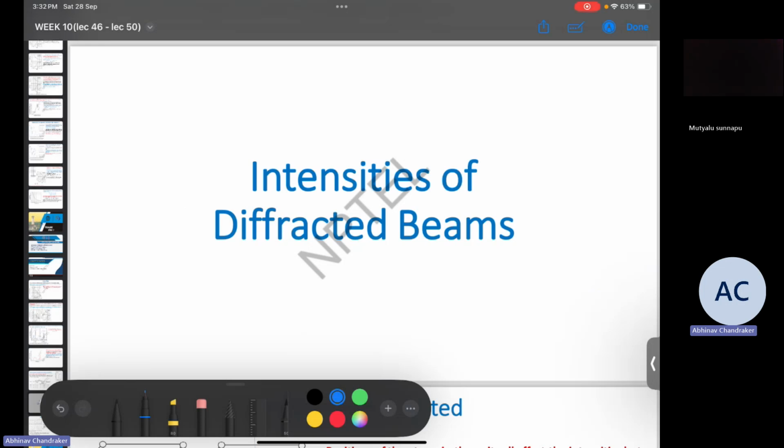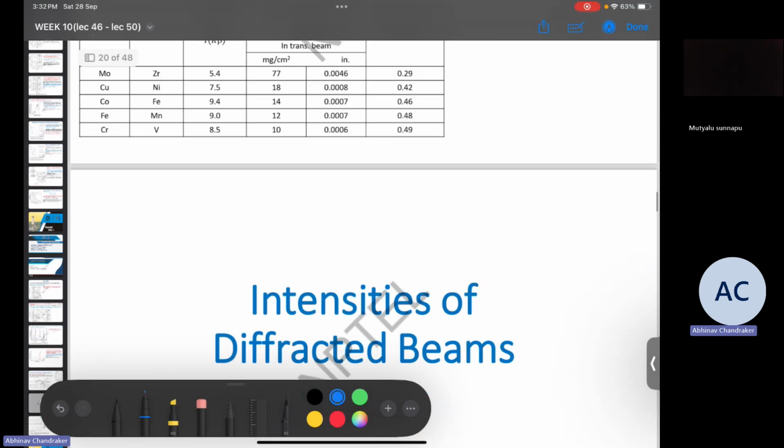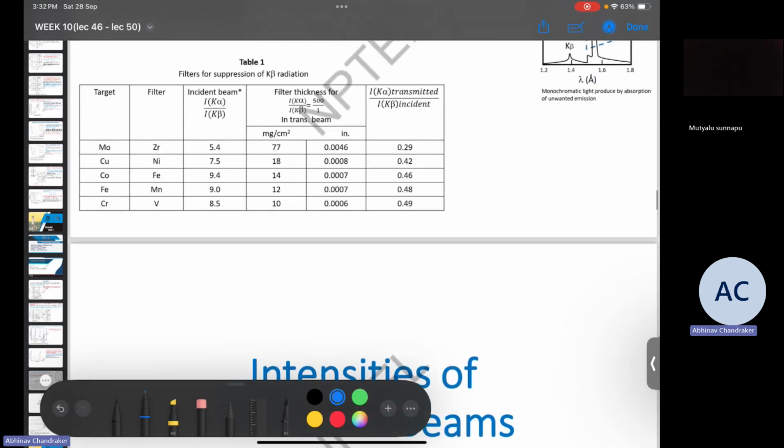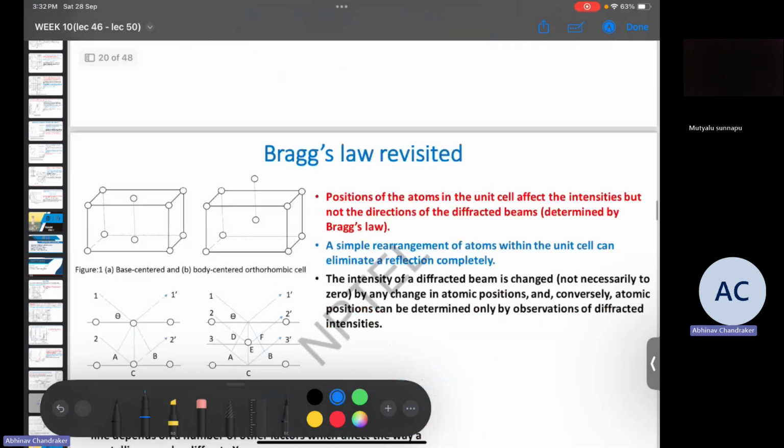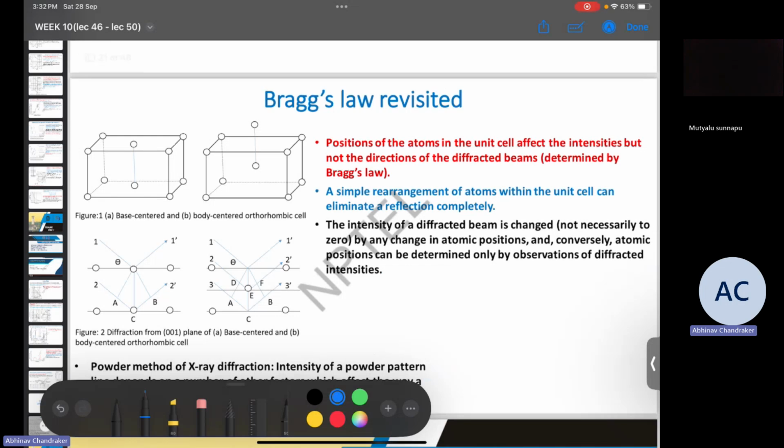Now we'll move to diffraction of X-rays. Till now we only talked about generation of X-rays and the phenomena that take place at the atomic level, which lead to X-ray generation. Now that we have a good understanding of what X-rays are, we'll move to diffraction in X-rays and some other concepts related to diffracted X-ray beams.